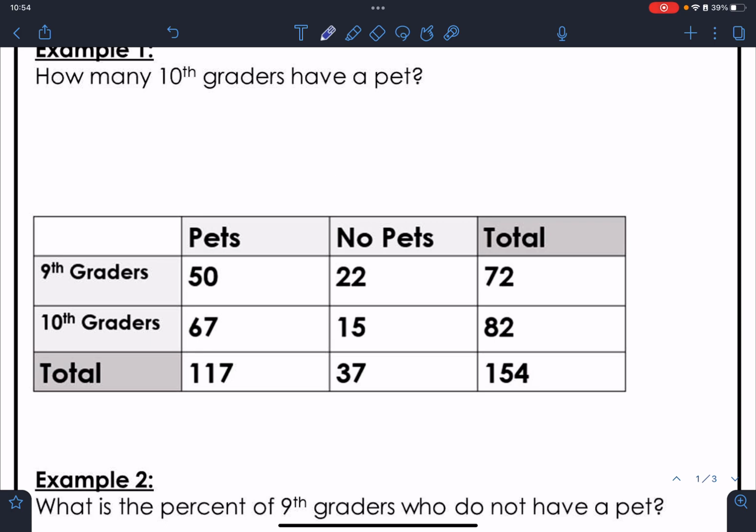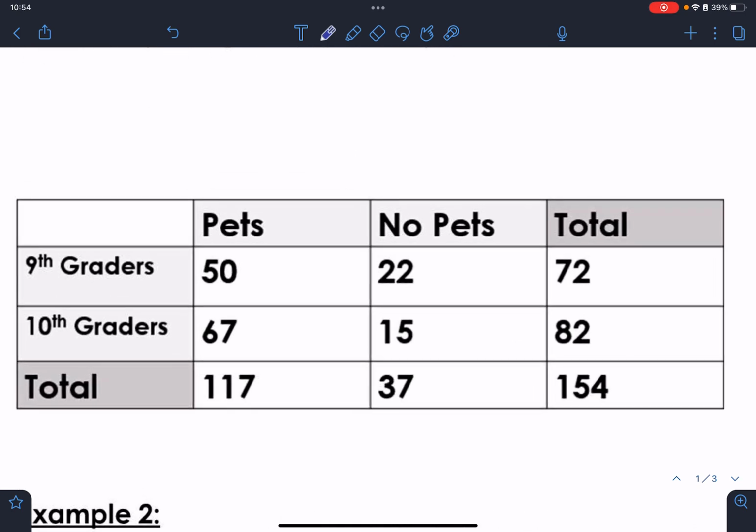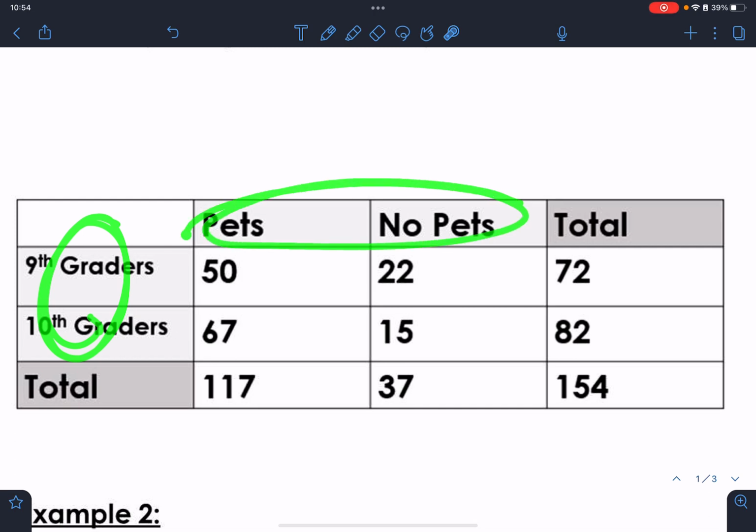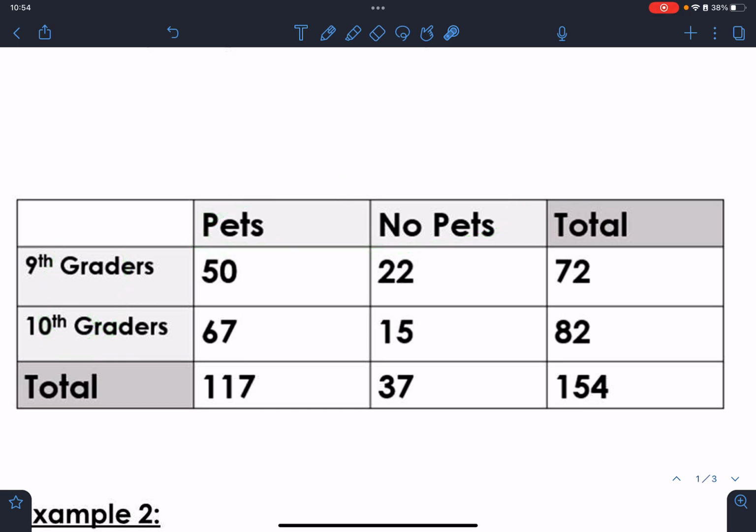Here we have two different kinds of descriptions going on, right? We can classify by grade. So we're looking at 9th and 10th graders, but we're also classifying by whether those 9th or 10th graders have a pet or they don't have a pet, okay? And so it's going kind of multiple directions. We have lots of different ways to look at the data.